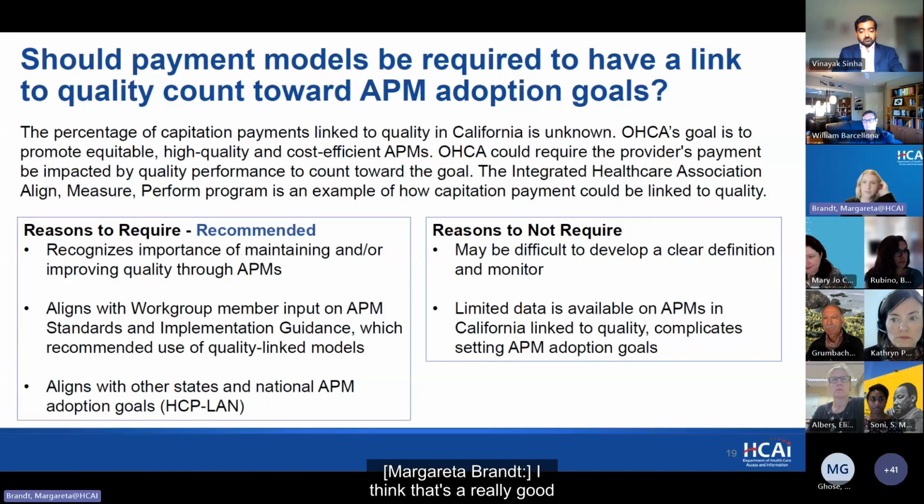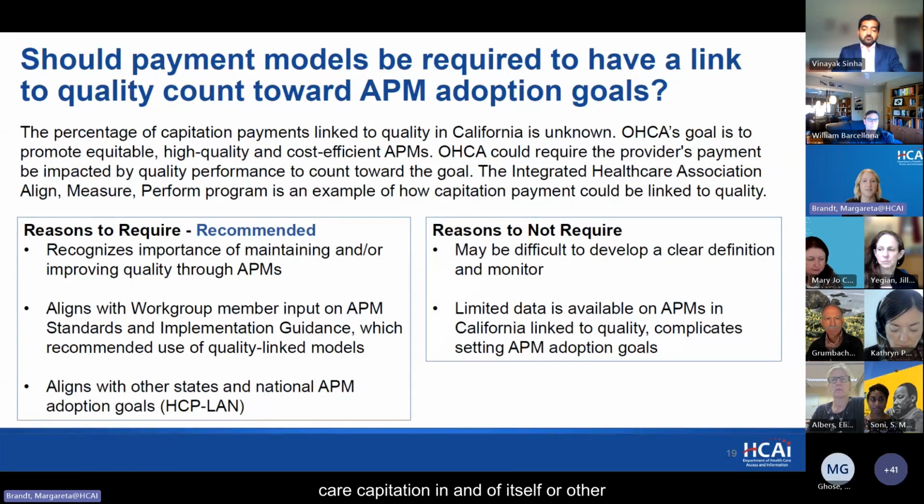I think that's a really good flag in terms of how we might think about primary care capitation in and of itself, or other narrower forms of capitation.